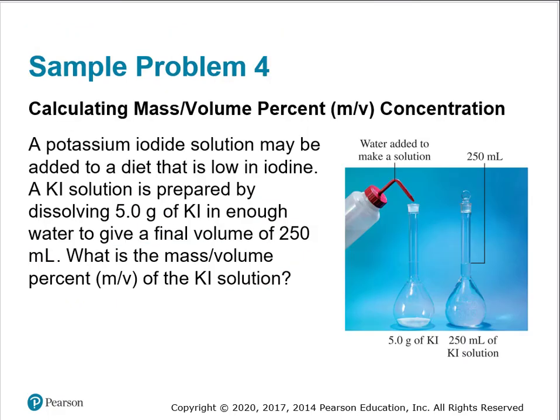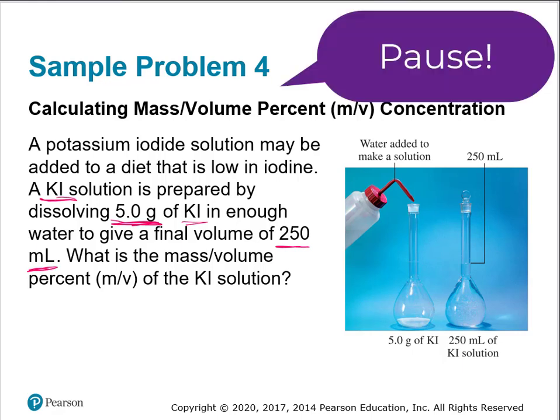Let's try this sample problem. We have potassium iodide solution. It may be added to a diet that is low in iodine. A KI solution is prepared by dissolving 5 grams of KI in enough water to give a final volume of 250 milliliters. What is the mass volume percent of the KI solution? Pause the video and try and set it up.